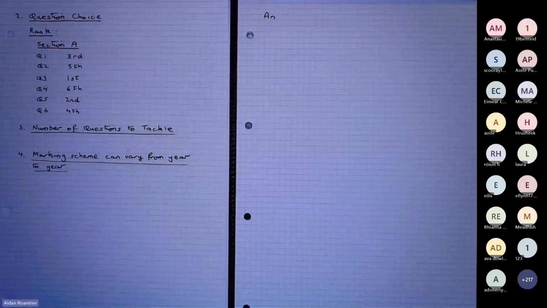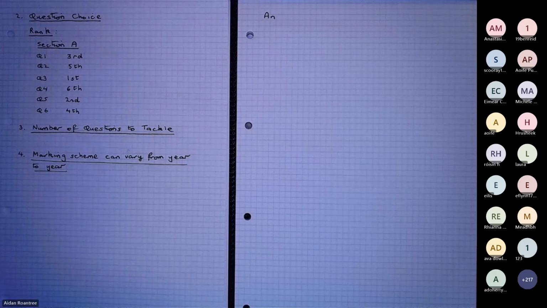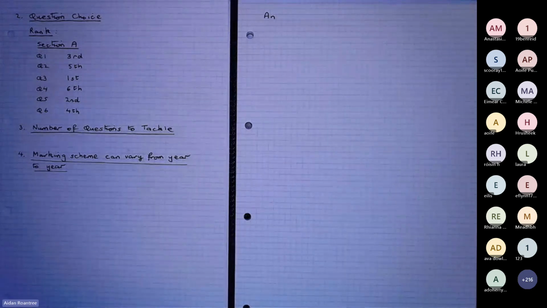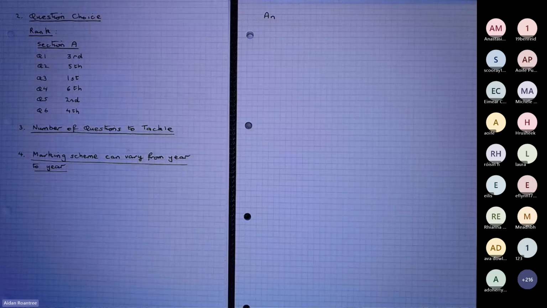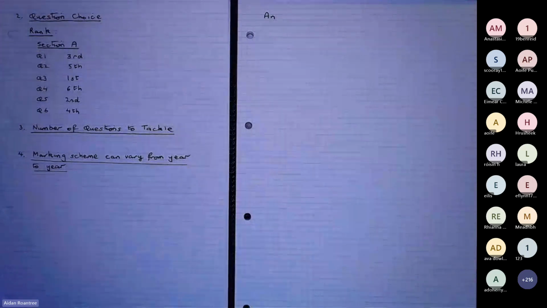Sorry, just let me have a look here. I can't keep on viewing the chats. If you answer 6, do they take your best 5? Absolutely. Yes, they do.